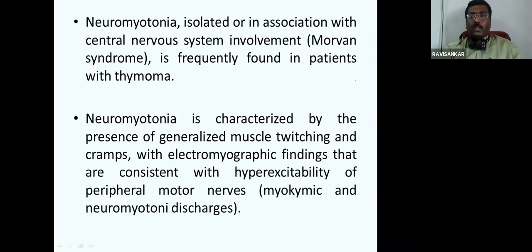There are other neurological paraneoplastic syndromes present. One is neuromyotonia, also known as Marban syndrome, which is frequently found in patients with thymoma. I have taken most of these presentations from Devita and also from Shields General Thoracic Surgery, and also Sabiston's Thoracic Surgery book. From that also I have taken.